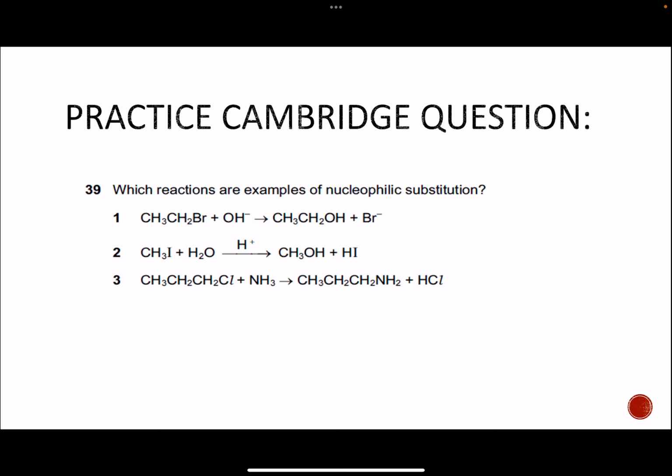Okay. Time for a practice Cambridge question. I have one more type of reaction to go over, but first, practice Cambridge question time. Which reactions are examples of a nucleophilic substitution? I'm going to go ahead and pause and let you think about that and then answer, and then I'll tell you the answer.